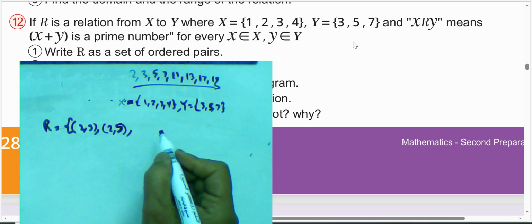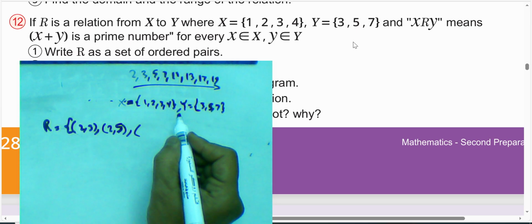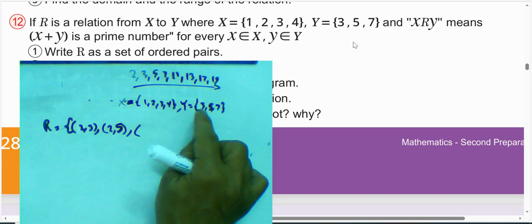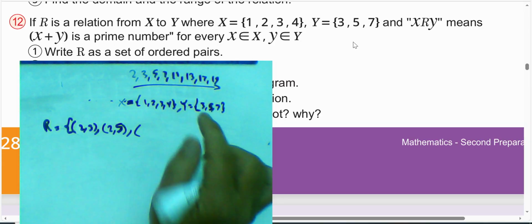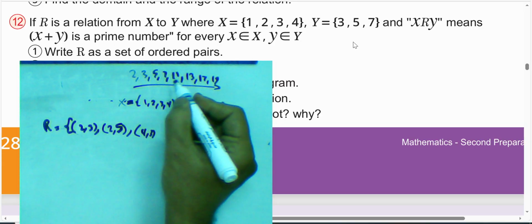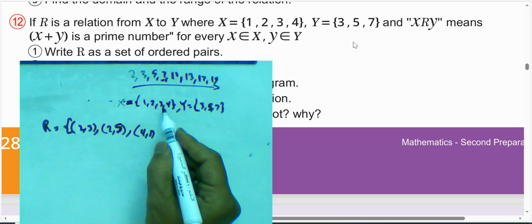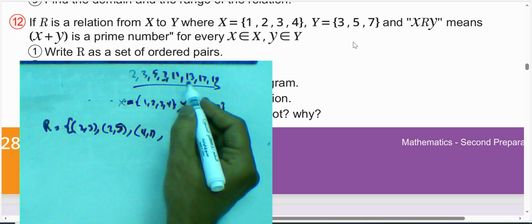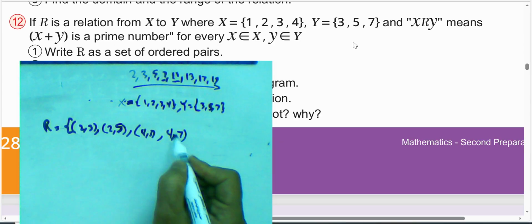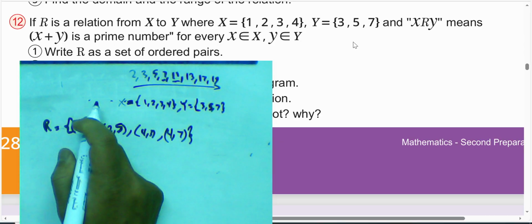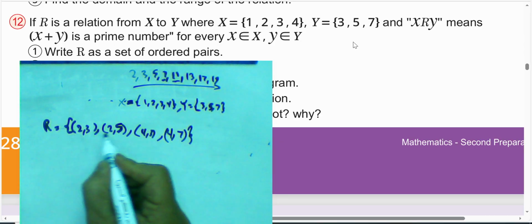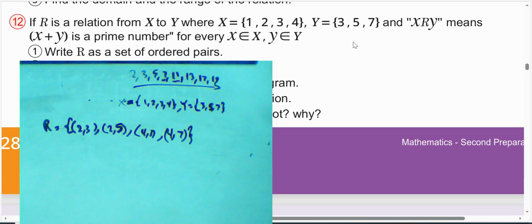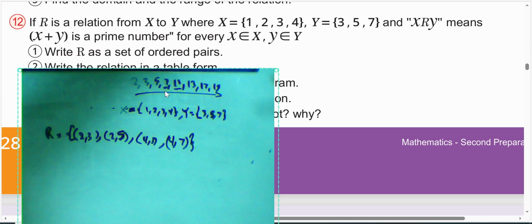2 with 5, and then 3. 3 with 5, 3 with 3, 3 with 7, no, 3 plus 3 is 6, it's an even number, not a prime number. 4 plus 3 is 7. 4 plus 5 is 9. 4 plus 7 is 11. So you choose 4 with 3 and 4 with 7. This relation: 2 with 3, 2 with 5, 4 with 3, 4 with 7. This is the relation here. Okay. Next question number 2.